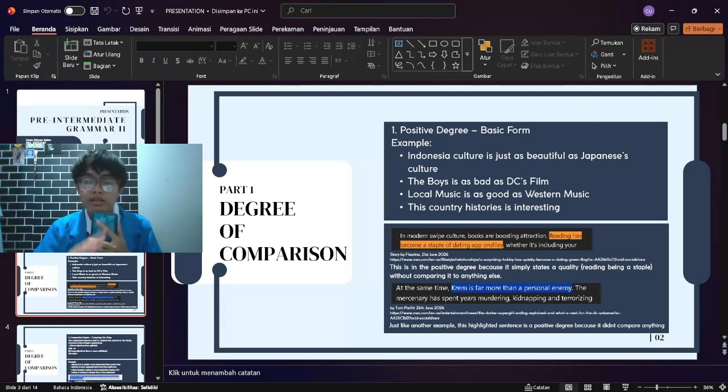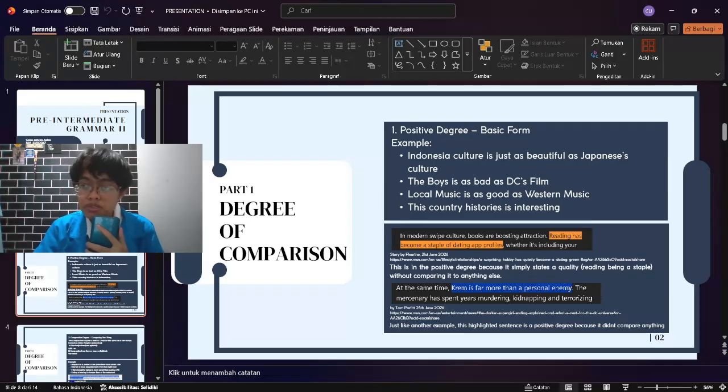And then we have a real life example of this comparison. In this screenshot, I took it from a news page. I hope you can see it from this distance. I'm sorry. You can check the source. It basically says, in modern swipe culture, books are boosting attraction. Reading has become a staple of dating app profiles, whether it includes yours. So it isn't comparing at all.